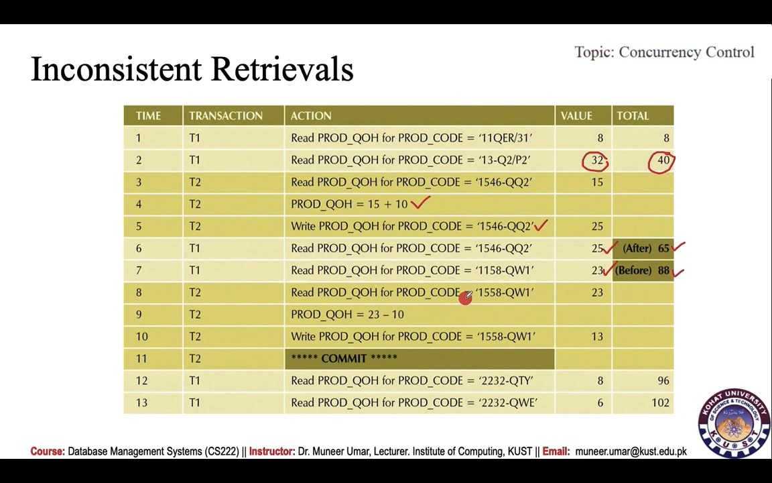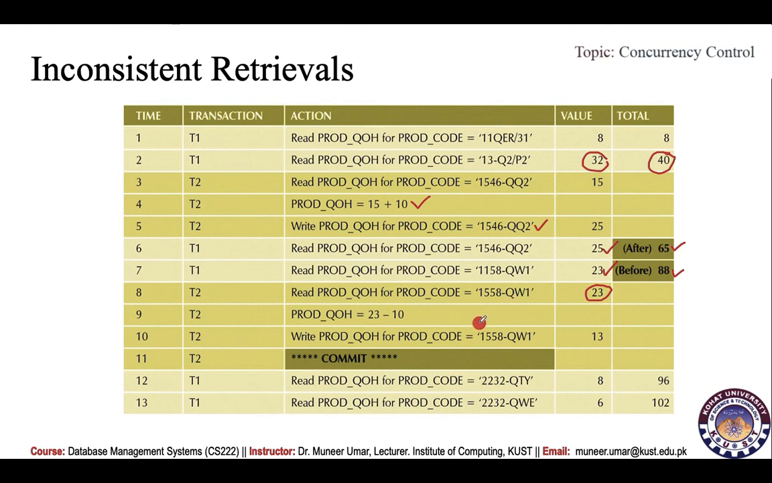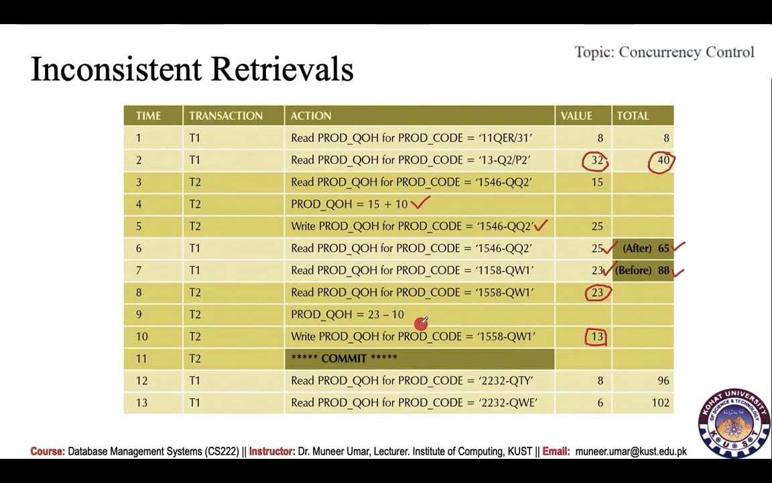After that T2 took another value, that is 23. This one is already read by T1, but now T2 took it and made some change in it, made it 13, and after that 13 is written, meaning this one is now 13 even though it was read by T1. Then T2 committed, the changes are made.